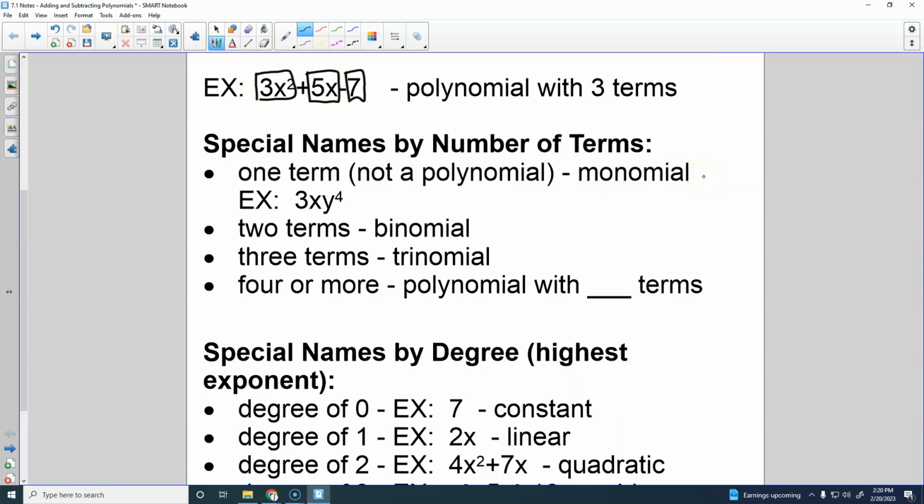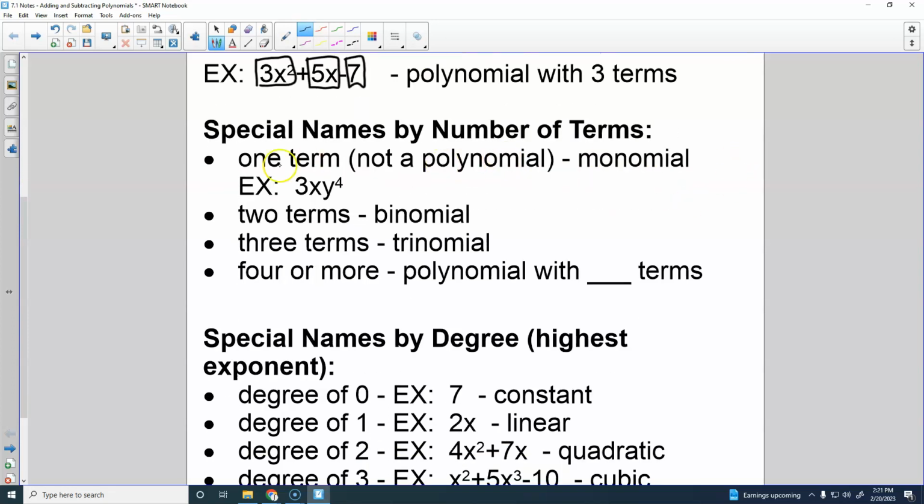Right? So we have dealt a lot with monomials whenever we were doing exponent rules, because all those exponent rule problems were really only one term because they didn't have any plus or minus signs inside of them, right? So something like 3xy to the 4th power would be an example of a monomial. If you have 2 terms, you're going to call it a binomial, and 3 terms, you call it a trinomial. So those prefixes are surely things that you're familiar with, bi being 2, tri being 3, mono being 1.